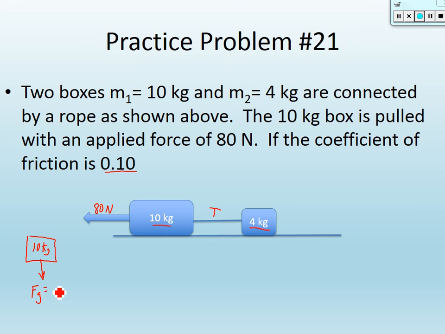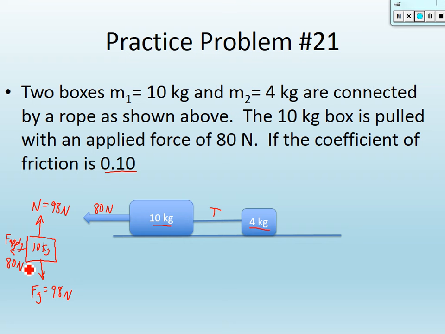Force of gravity, what is it going to be on this block? Yeah, 10 times 9.8 is 98 newtons. That means the normal force up is also 98 newtons because it's not moving in that direction. It's got to be balanced. Okay, our applied force is going to the left at 80 newtons.